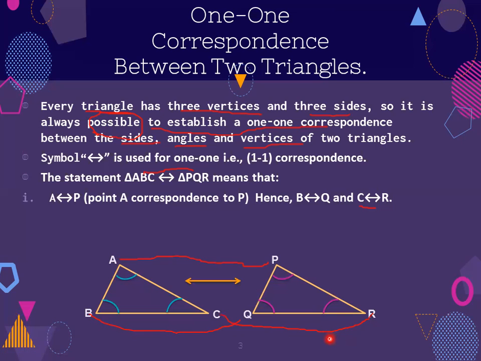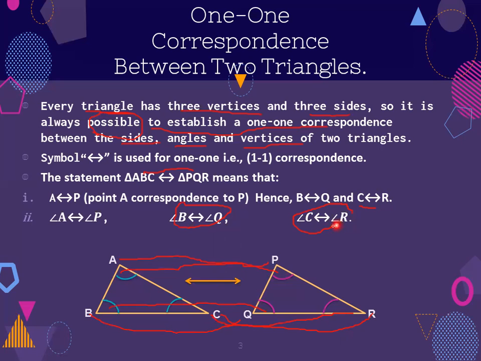Understand? So in a triangle, you can establish a correspondence. Similarly, you can also establish correspondence between the angles. How? Look here. Angle A corresponds to angle P. Which is angle A? This one. The corresponding angle of B will be Q, and similarly the corresponding angle of C will be angle R, this one.